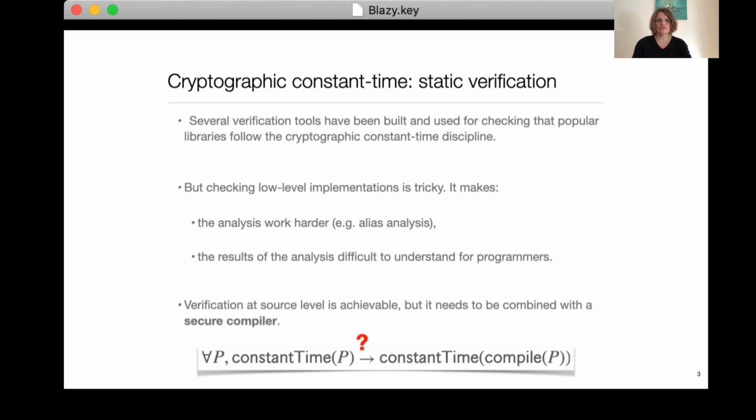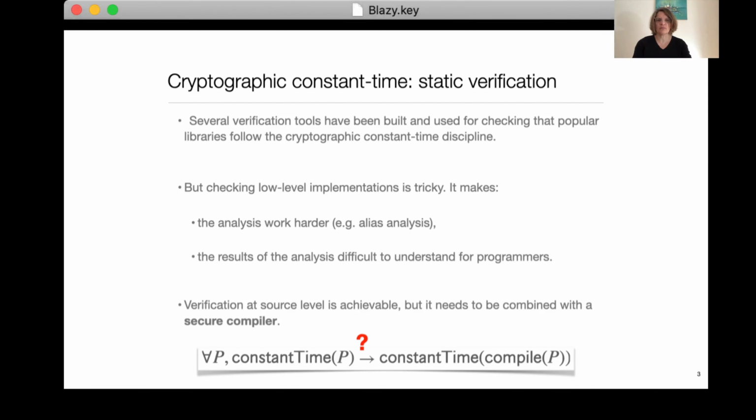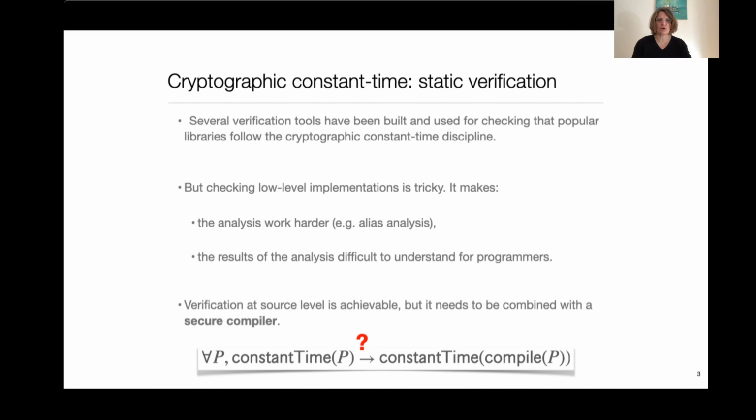Okay, so when we have such a tool operating at source level, we then need to ensure that the constant time policy is preserved through compilation. So what we need is a secure compiler. A secure compiler is a compiler that comes with the following property. It is a theorem that states that for any source program P, if P is constant time, then so is the compiled program.